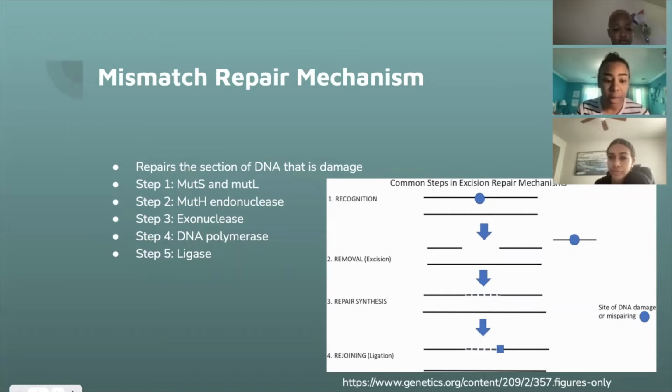The second step has to do with MutS conjuring MutH, and MutH is an endonuclease, which cuts the DNA in close proximity to the error. Once this occurs, an exonuclease will remove the error, and that will lead to a new strand being produced by DNA polymerase. Lastly, in the 5th step, ligase will connect the new strand with the old strand, as you can see within the picture provided.